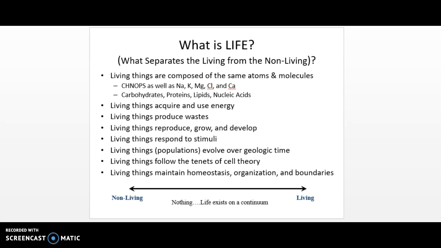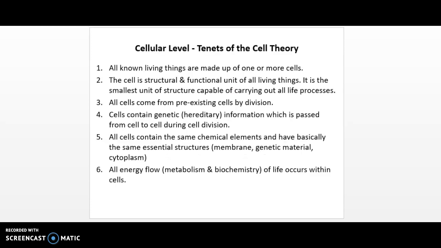Living things are composed of the same atoms and molecules, like SHNOPS. Remember SHNOPS. It's a great acronym for carbon, hydrogen, nitrogen, oxygen, phosphorus, and sulfur. Those other elements listed there are equally as important, but they help make up carbs, proteins, lipids, and nucleic acids that are essential for living organisms. Living things have to acquire and use energy, produce waste, reproduce, grow and develop, respond to stimuli. Populations of living things evolve over time. Living things have to follow the tenets of cell theory, maintain homeostasis, organization, and boundaries.